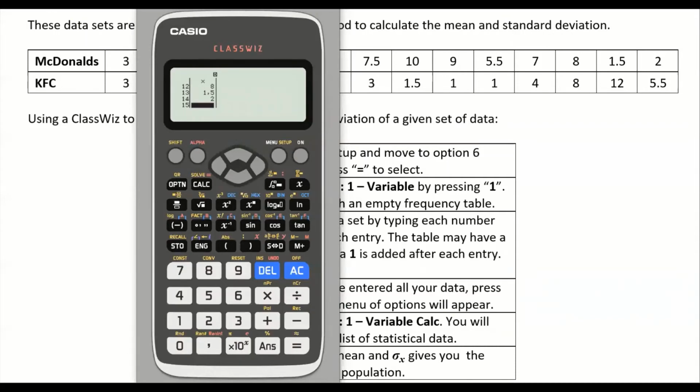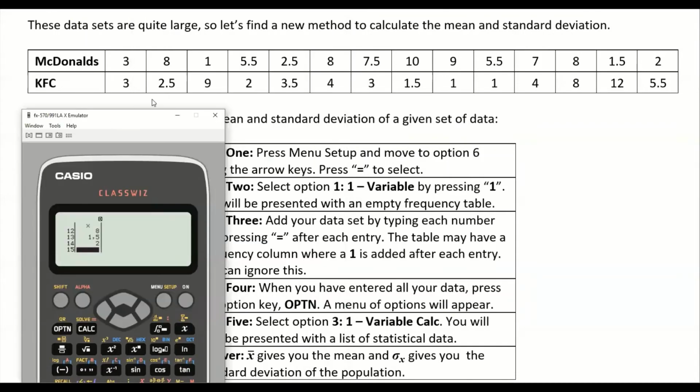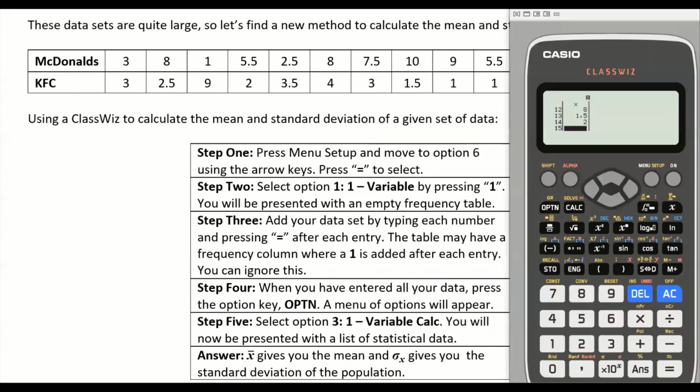It's a good idea just to check that we've got the right number of data points. So if we just count them, we've got 1, 2, 3, 4, 5, 6, 7, 8, 9, 10, 11, 12, 13, 14. So it looks like I've inputted them without too much trouble. So now we've done that, we can check our instructions and see what we have to do next.